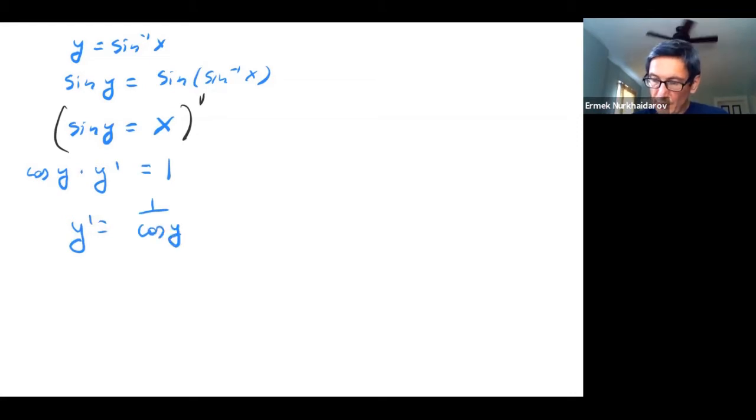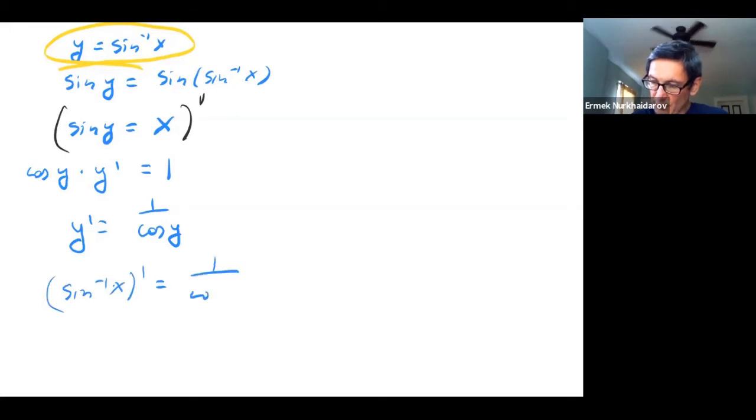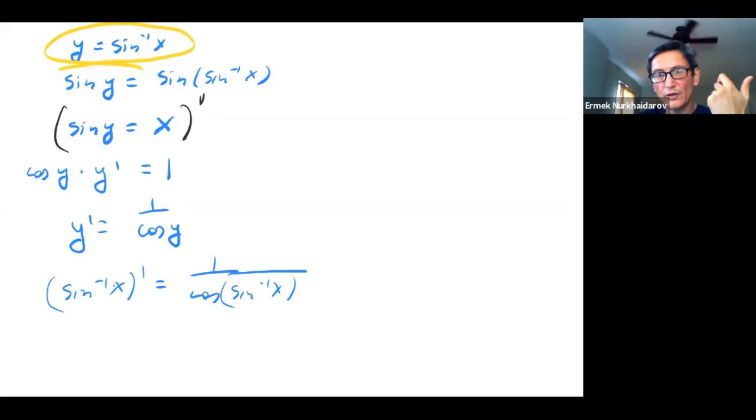Doing back substitution, recall that y stands for sine inverse of x. So we're going to get the derivative of sine inverse of x equals 1 over cosine of sine inverse of x. We're kind of done. The only thing left is to simplify the expression on the right. What we wish to have is sine of sine inverse, so instead of cosine, we wish to have sine. How do we get that?